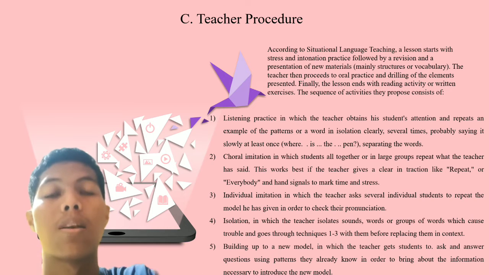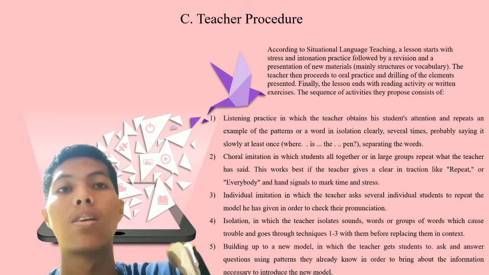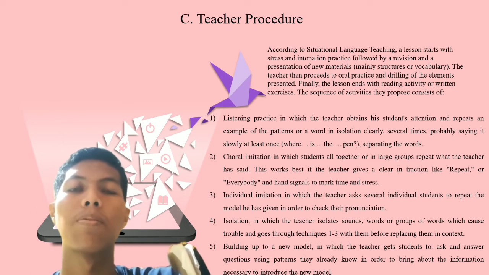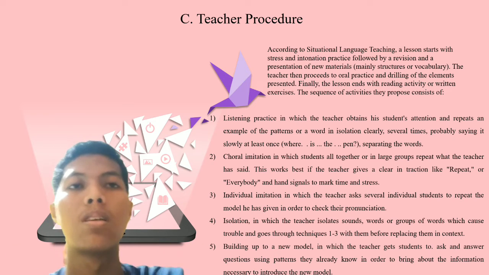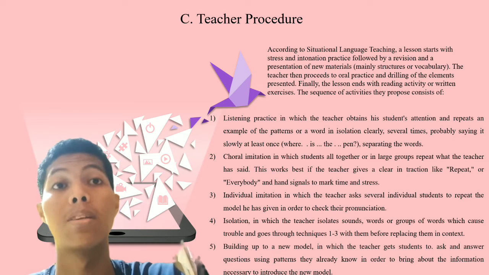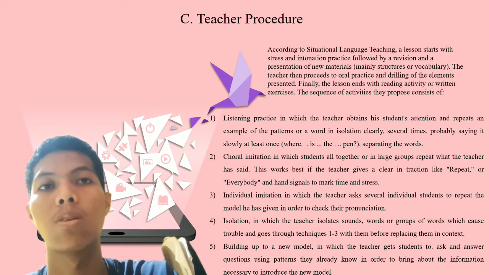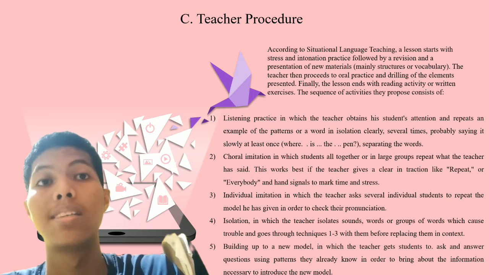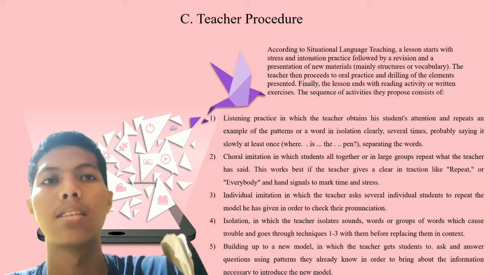The sequence of activities consists of the following. The first one is listening practice, in which the teacher obtains his students' attention and repeats an example of the pattern or word in isolation clearly, several times, probably saying it slowly at least once. For example, where is the pen? Separating the words.